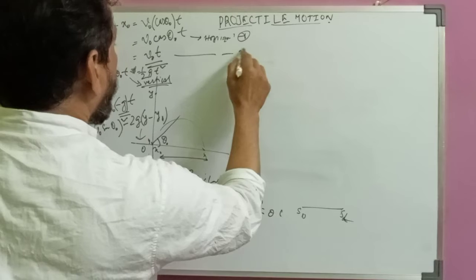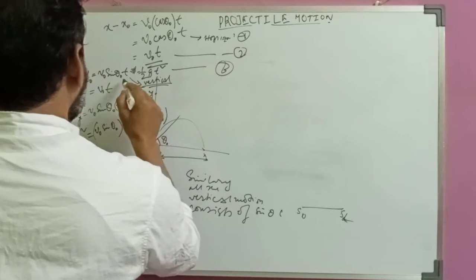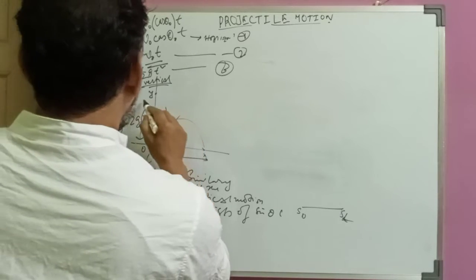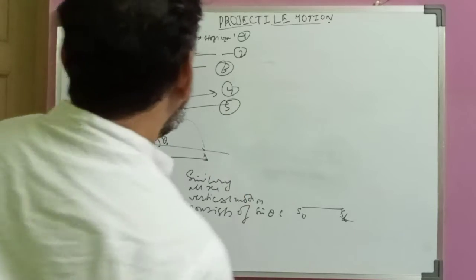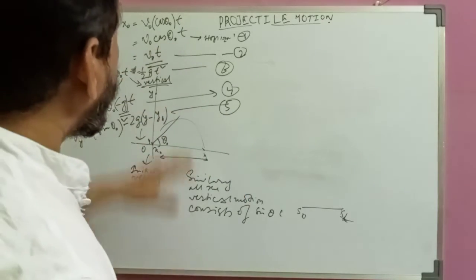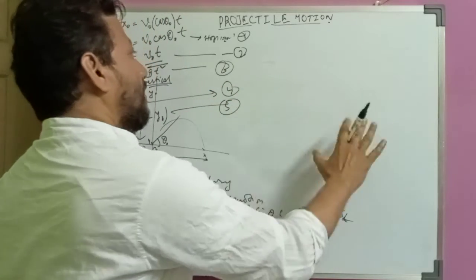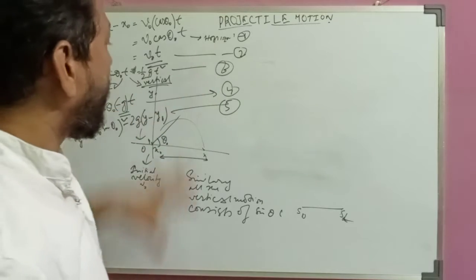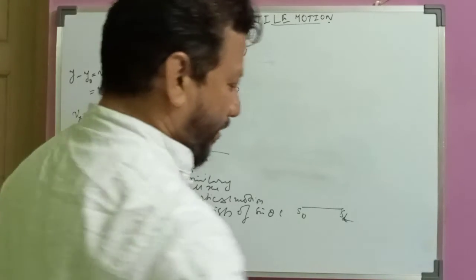1, 2, 3. If we combine this, 4, and this is 5. These are the 5 formulas. Similar to the motion in a plane, we got the same thing here also. Now, after this, the trajectory. What will be the trajectory? Now I am wiping it out.